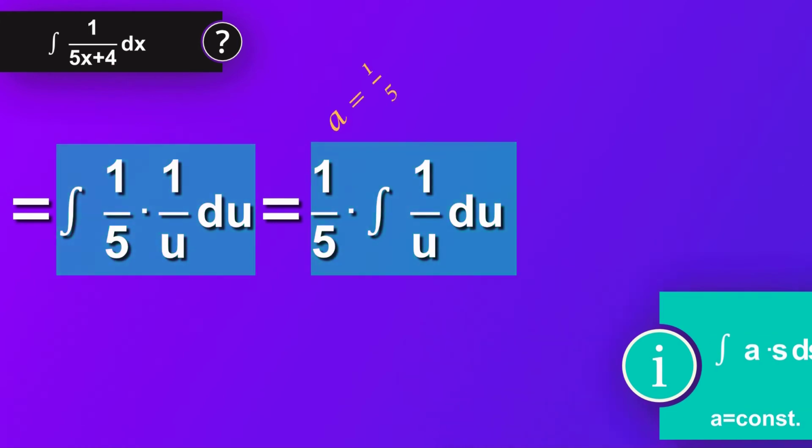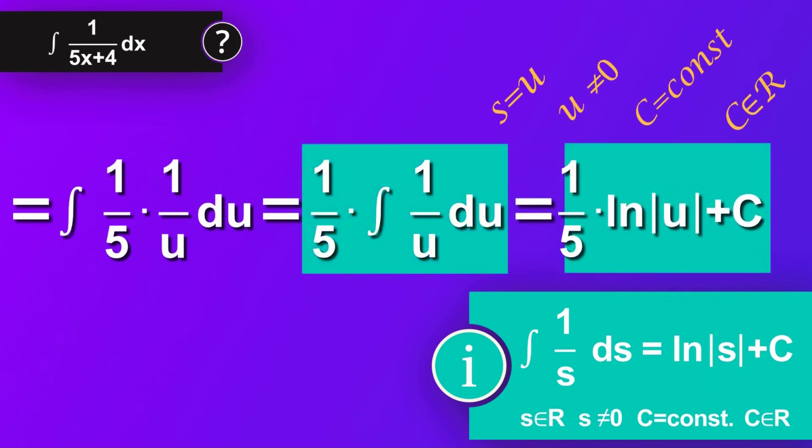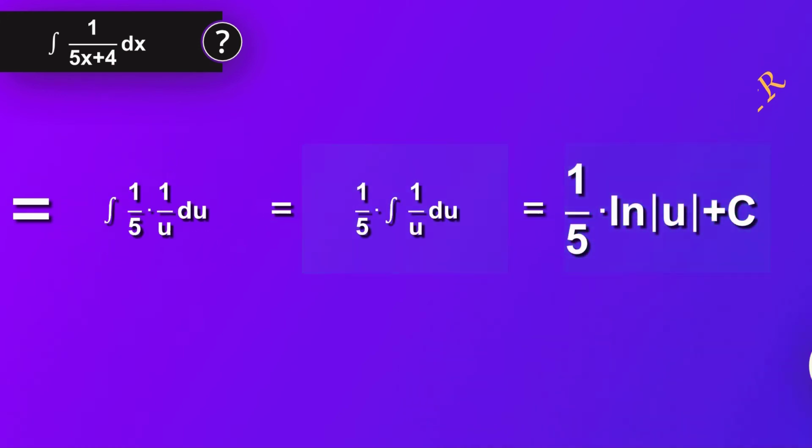Perfect! Now we can apply the formula for solving the integral of 1 divided by s by ds, which equals the natural logarithm of the absolute value of s. We also must add constant c to make sure that we have all our solution taken into account, as our solution makes a whole class of functions, not a single one. In our case, s is equal to u. We've got 1/5 multiplied by the natural logarithm of the absolute value of u plus constant c.